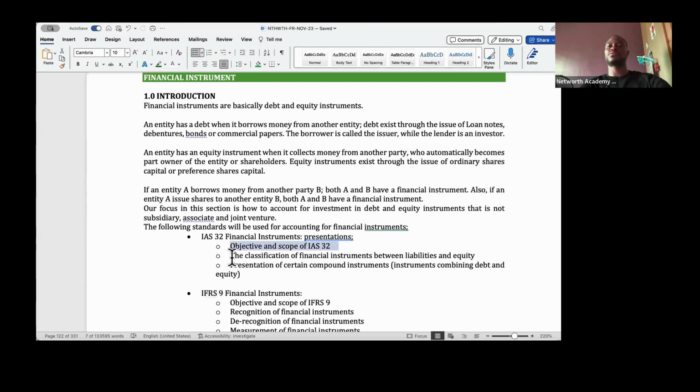And also, we will use this to look at the classification of financial instruments between liabilities and equity. And also, we will use IAS 32 to look at compound financial instruments.